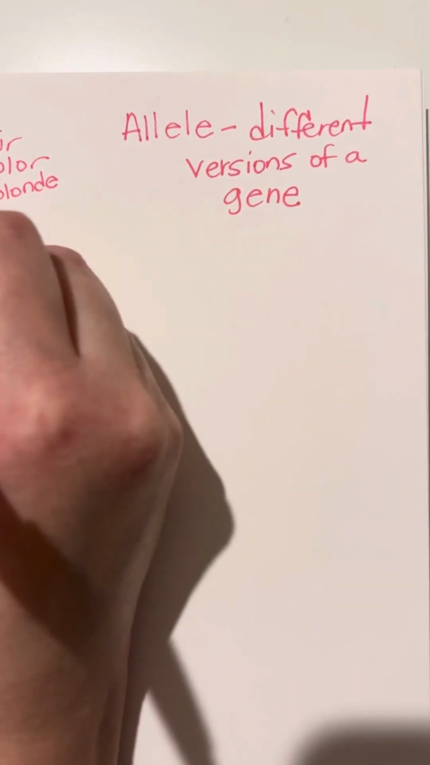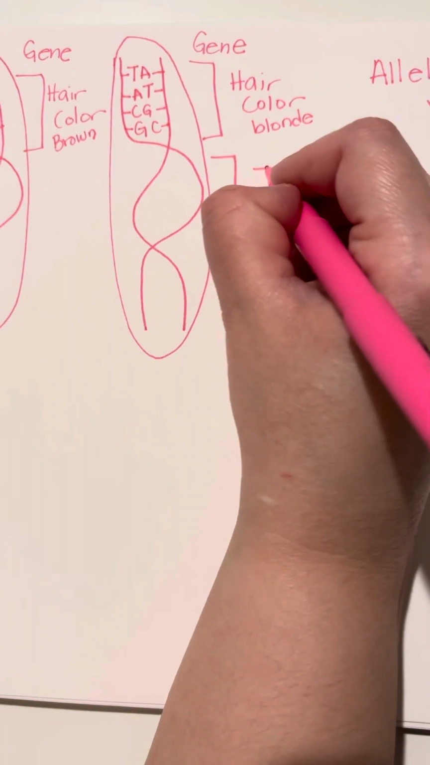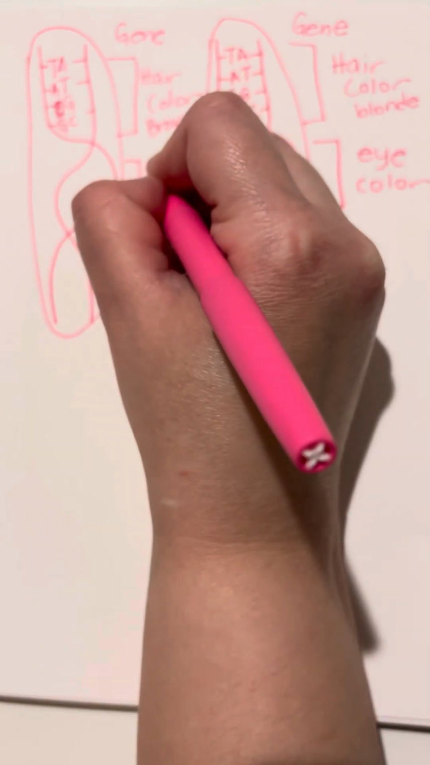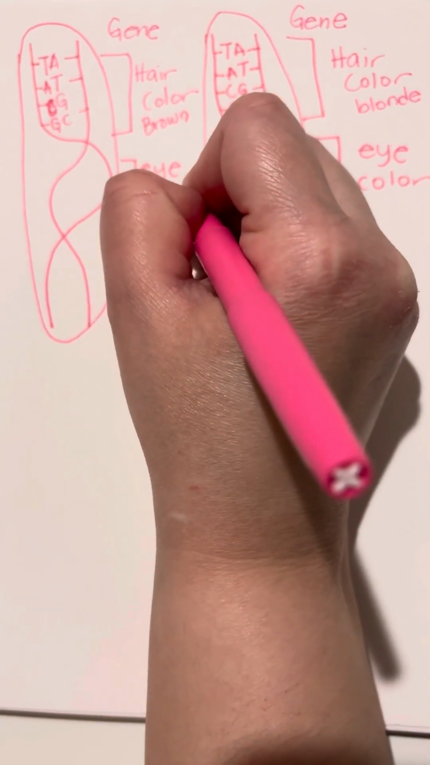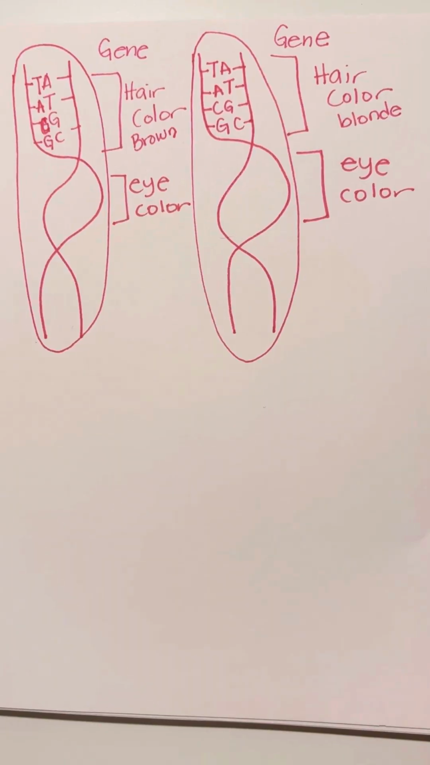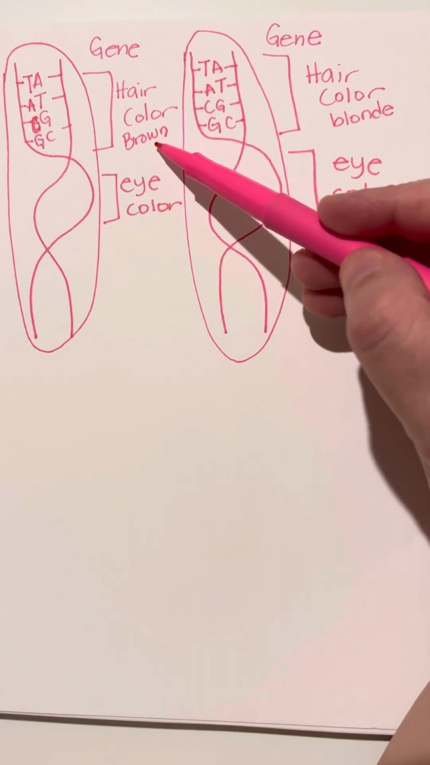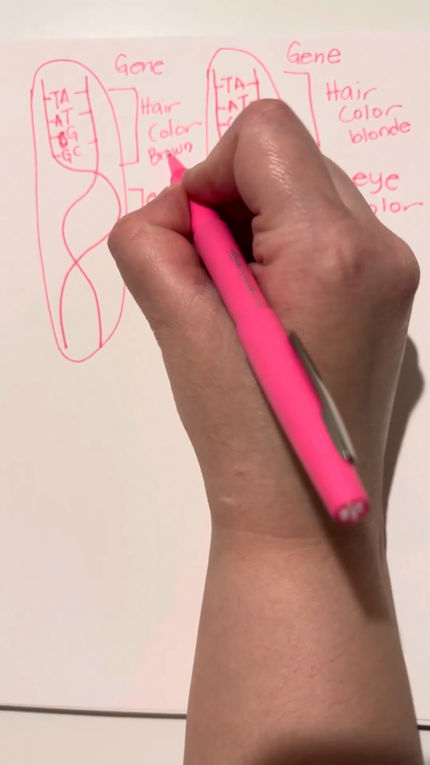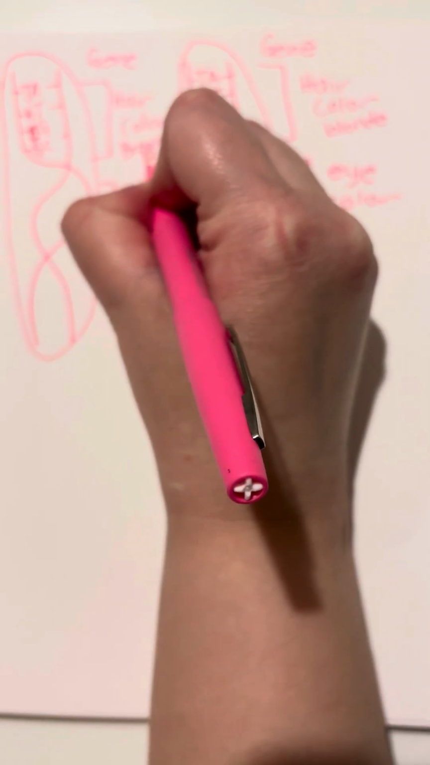So let's say this section of DNA codes for eye color. This is just another example. Let's say this one here also codes for eye color. All right. So now this allele is for brown hair. This allele is for blonde hair. So I'm going to assign a letter here. Brown hair, for the most part, is dominant, so I'm going to give it a capital B. Blonde, for the most part, is recessive, so I'm going to give it a lowercase b.